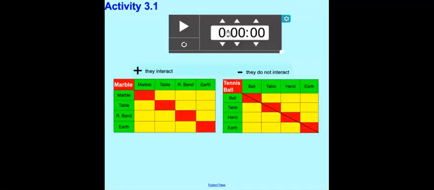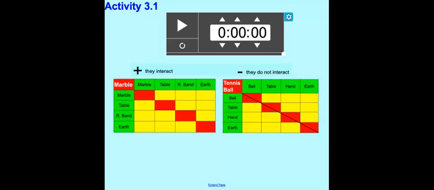So first of all, let's take a look at how you did on the interaction tables. This is what I would expect to see. Notice this one is for the marble, this one is for the tennis ball. You could have them flipped around, that's fine. What are the different components? Well, there's the marble, the table, the rubber band, and the earth. Remember, earth always stands for gravity.